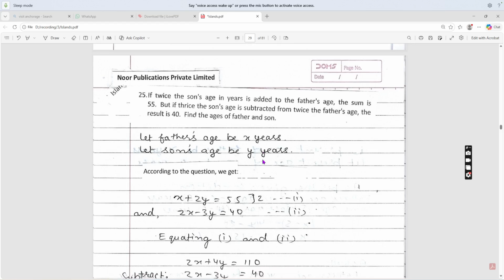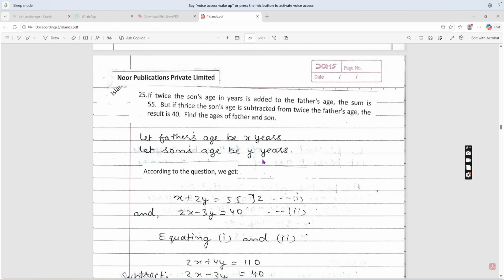The next. If twice the son's age in years is added to the father's age, the sum is 55. But if thrice the son's age is subtracted from twice the father's age, the result is 40. Find the ages of father and son. Again, very simple. Again, we are going to let the present age, or simply the age, of father be x. Let the son's age be y years, or the present age of son is y years.